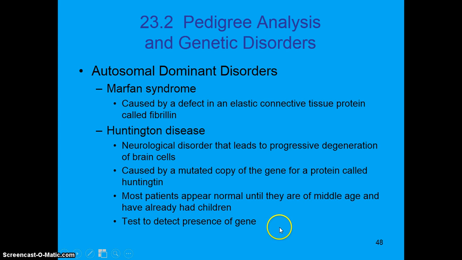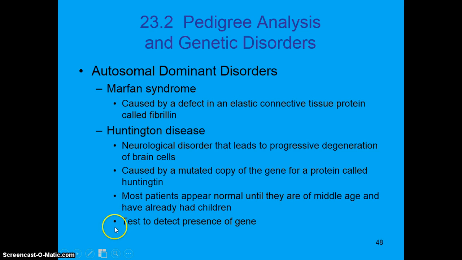Let's take a look at a couple of autosomal dominant disorders. One of the first ones is Marfan syndrome. This is caused by a defect in an elastic connective tissue protein called fibrillin. There's one also called Huntington's disease, and this is a neurological disorder that leads to progressive degeneration. The onset of this is normally middle-aged, so people who have this disorder don't know that they have it until they've already chosen to have children.